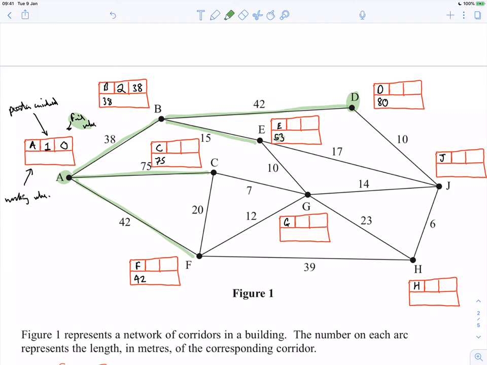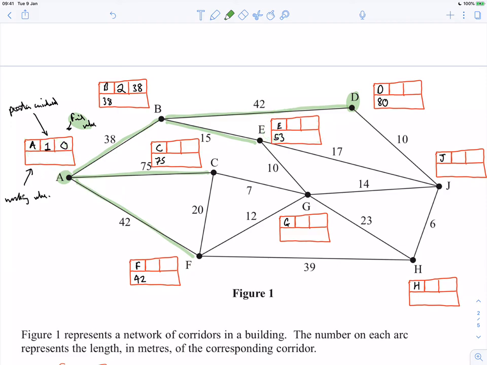And what these working values say is to get from the starting point, which is A, to E down the road, then doing it this way, it's going to take 53 to E, or it could take 80 to D. When all of these boxes have final values in them, then we can trace back, and I'll show you how that works as well, but the algorithm will be complete and we'll find a minimum connection.